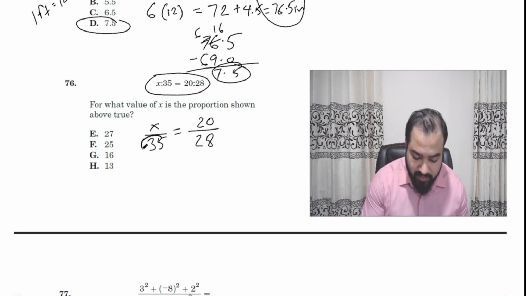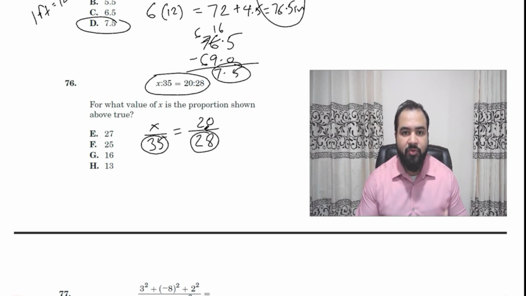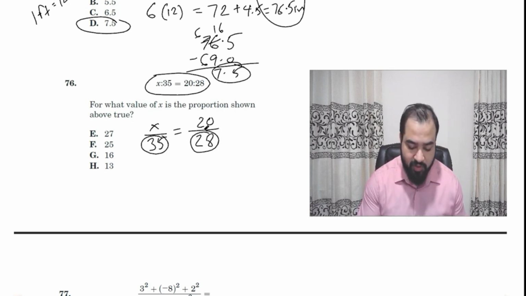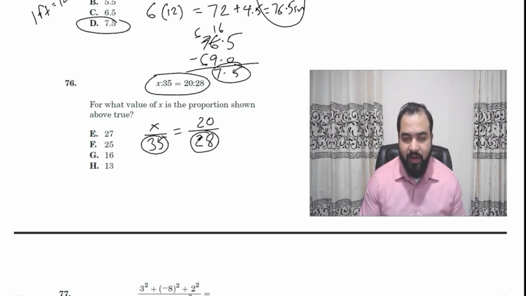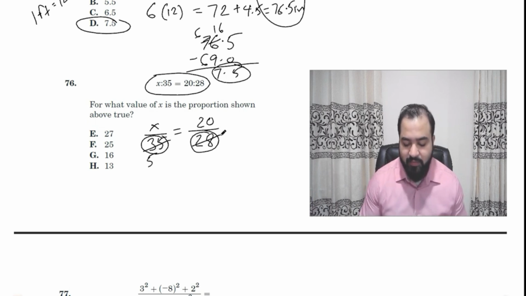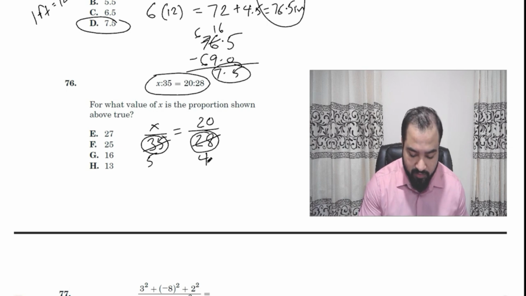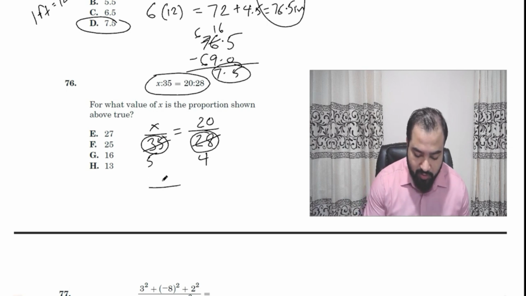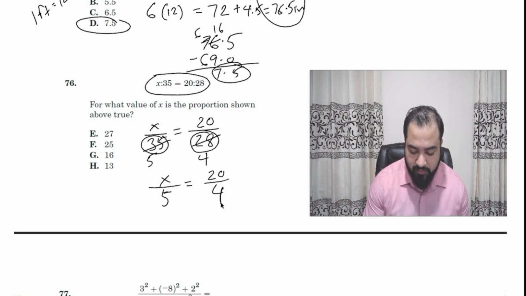So we can simplify 35 and 28. They both are denominators, so we can simplify the denominators. We can simplify 35 and 28 by what? By 7. So we divide 35 by 7, we get 5. We divide 28 by 7, we get 4. So now my new proportion is x over 5 is equal to 20 over 4.